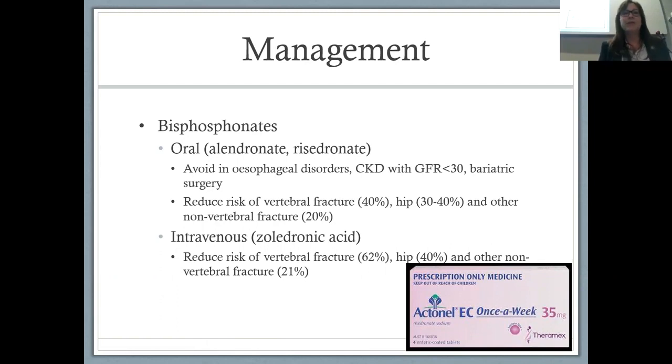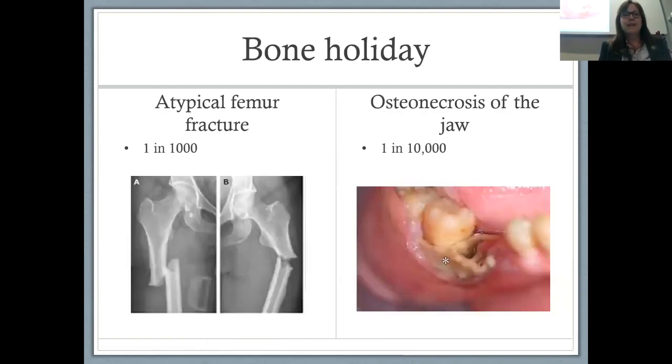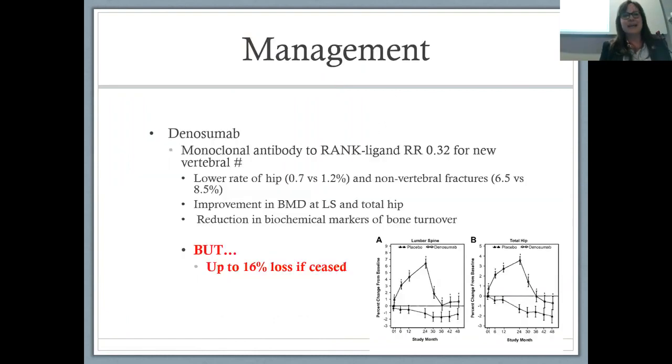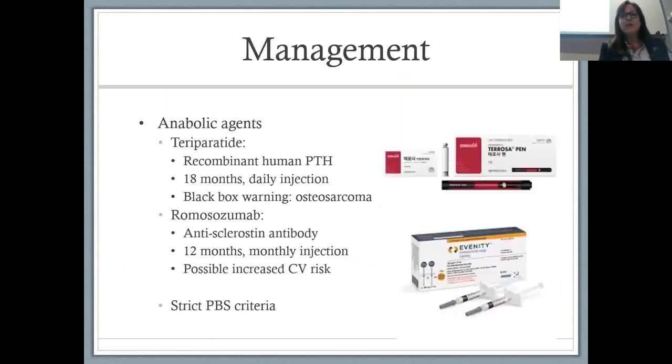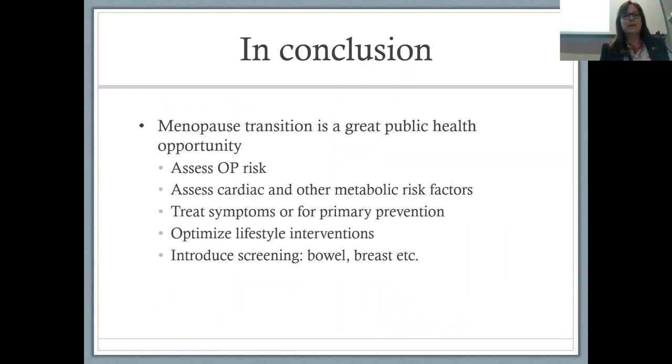with menopause hormone therapy. This is what we're trying to prevent when we have our little bone holidays. So we treat for 5 years, stop for a year or two, treat for 5 years. And I've mentioned the denosumab. So in my slide, if I was able to, I would shift that over to 75 or 80. I won't talk about the anabolics because I want to leave a little bit of time for questions.